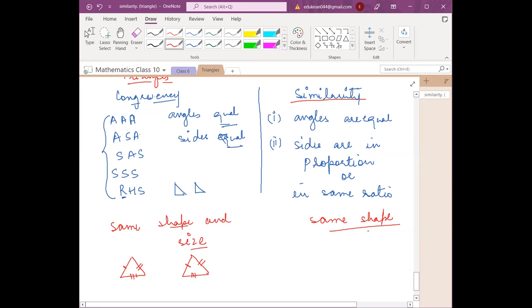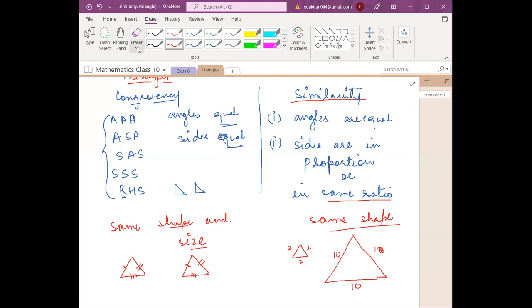But if they are similar, the shape has to be the same. Like this is one triangle, this is another triangle. So shape is same, but the sides are in the same ratio. They have to be in ratio. For example, the side is 2 and it is 5 times, so this side is 10, right? If this side is again 2, this also has to be 10. So the sides are in proportion. Getting my point?